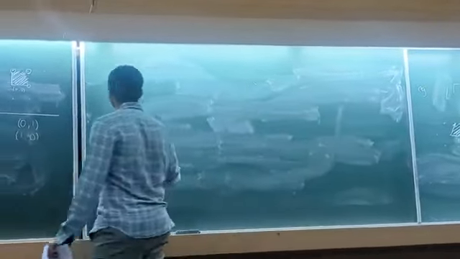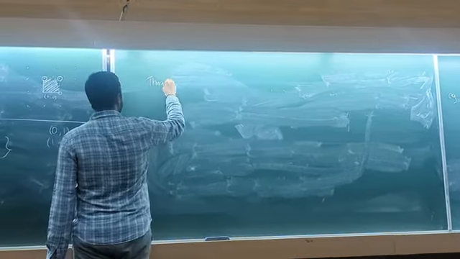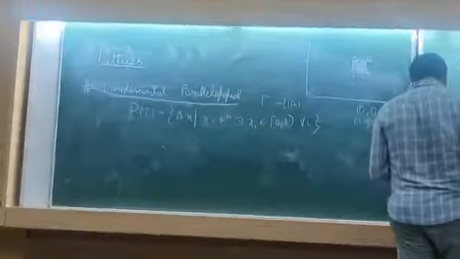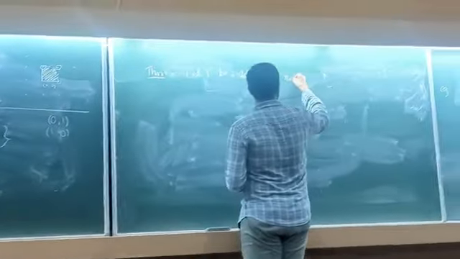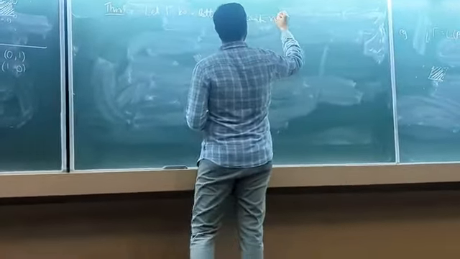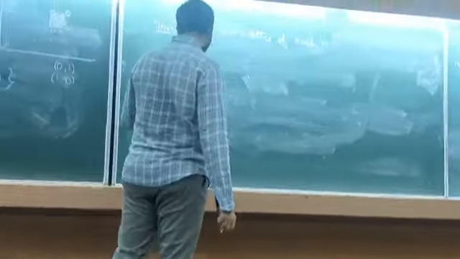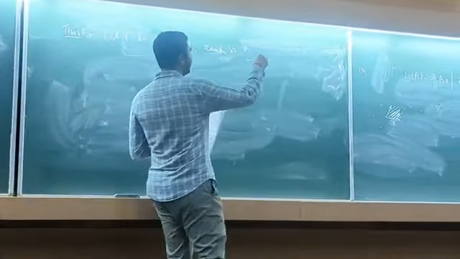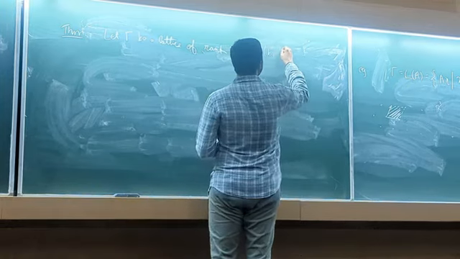This is a theorem. So let gamma be of rank n, right? So it's generated by n linearly independent vectors. And suppose the vectors are b1 to bn.